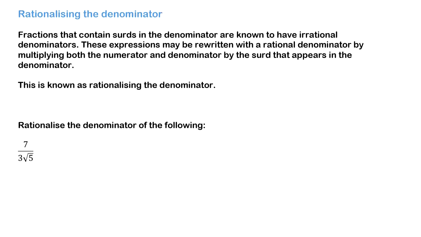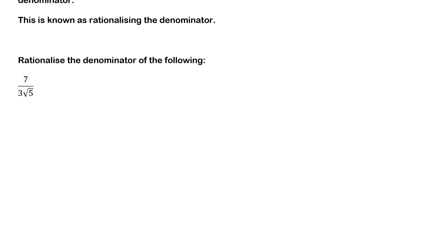So that's important, that you need to multiply the top and the bottom by the surd. This is known as rationalizing the denominator. I'm going to do some examples here to show you how it's done.